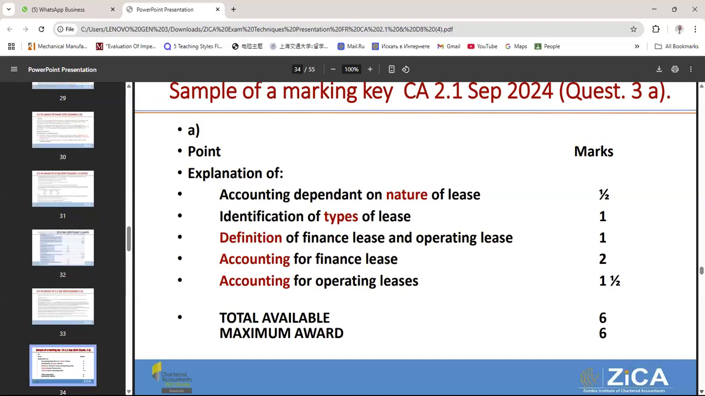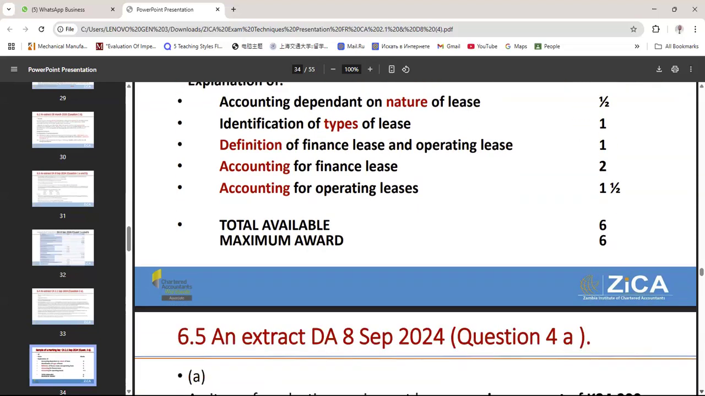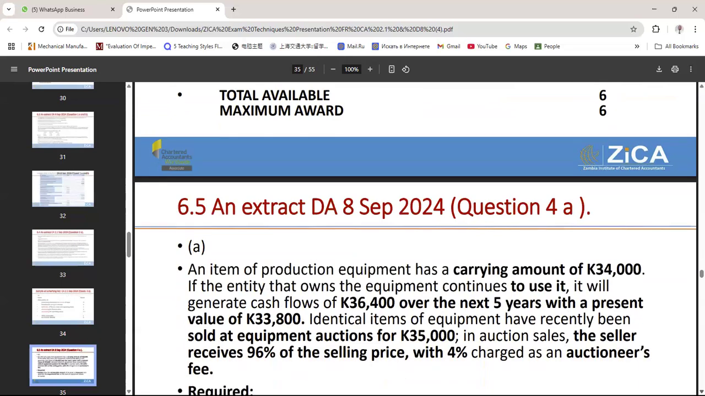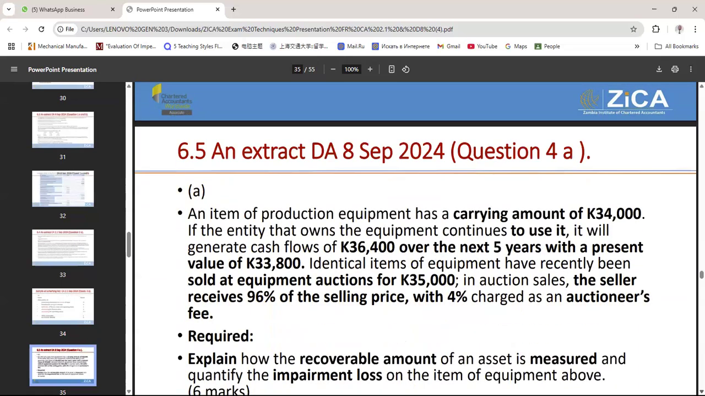I've given you a clue. Normally for a theory, they give 1 mark. Then for every correct entry is half a mark. So this is how they mark when they are marking. So take note of that. The mistake you make is you just go direct, you start computing. You go through, this one came in DA8, September 2024, question 4. Requirement: explain how the recoverable amount is measured and quantify the impairment loss.